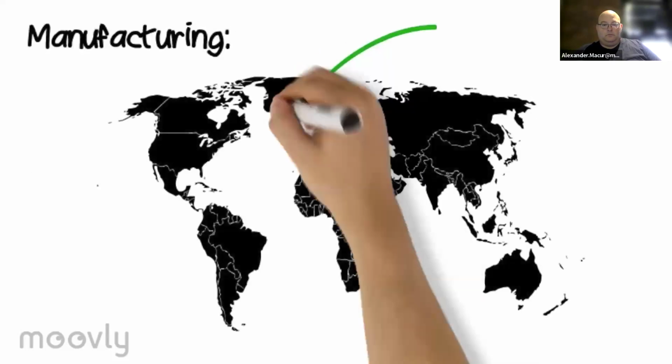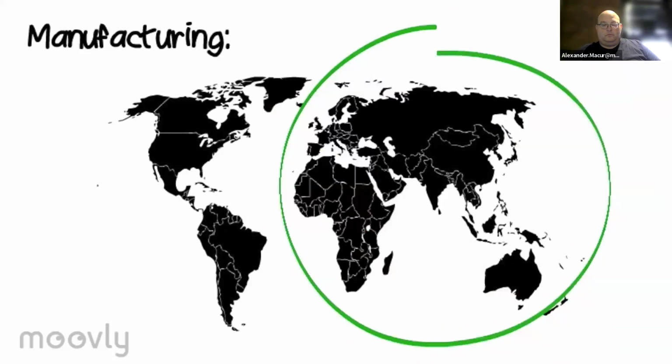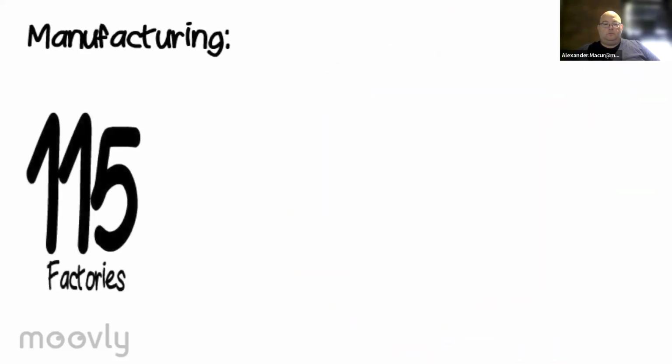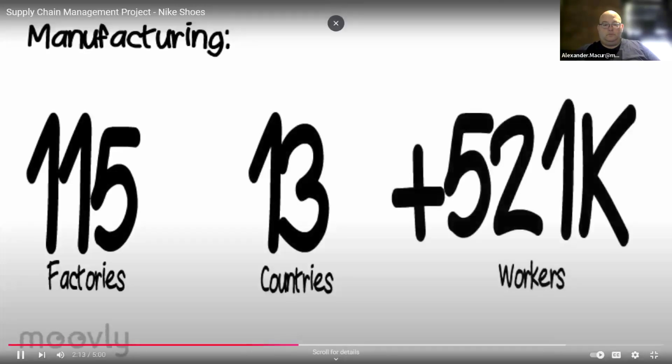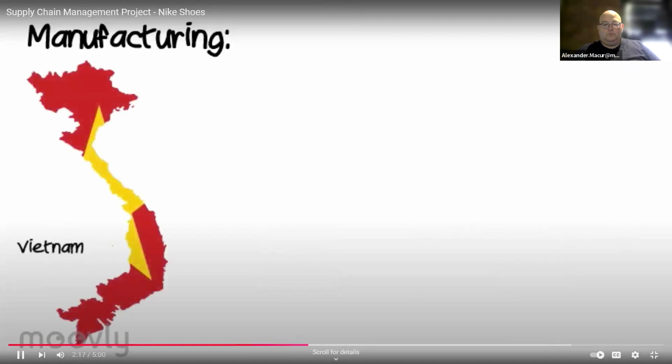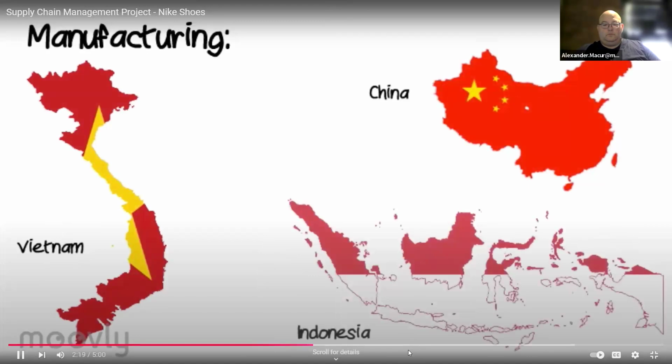Most major athletic footwear is manufactured outside the US by independent contract manufacturers that often operate multiple factories. Nike shoes, for example, are supplied by 115 footwear factories in 13 countries employing nearly 521,000 workers. Contract factories in Vietnam, China, and Indonesia, respectively, manufacture approximately the majority of Nike's total footwear.